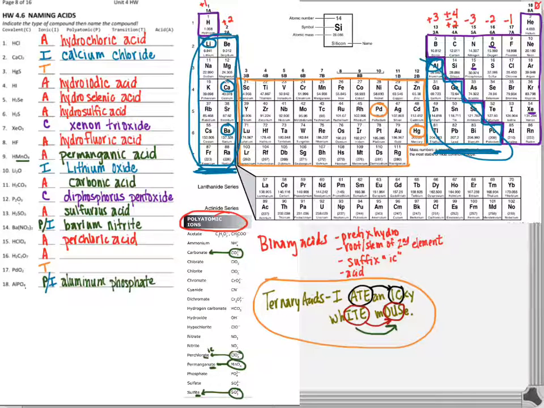Alright, my next one is Cr2O7. Oh, and I think this is one that's wrong. So that's supposed to be Cr2O7. This is supposed to be dichromate. So ate will change to ic, so it should be dichromic acid.